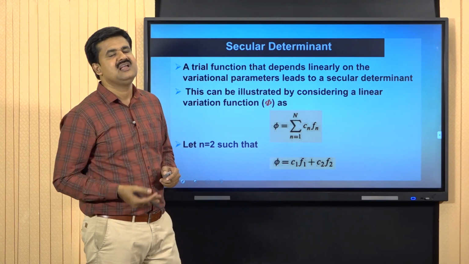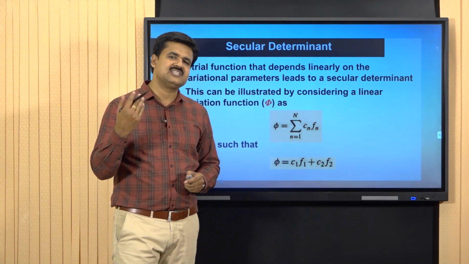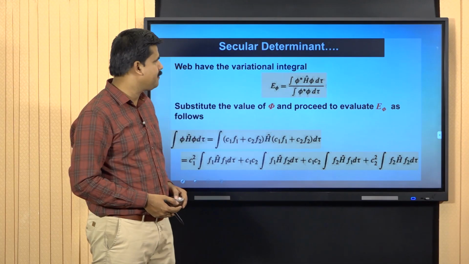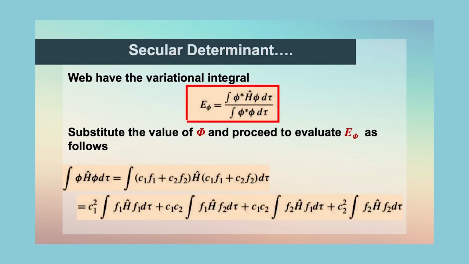f1 and f2 are any two arbitrary functions. C1 and C2 are the variational parameters. Now, we have the variational integral E[phi] equal to the integral of phi star Hamiltonian phi d tau divided by the integral of phi star phi d tau.